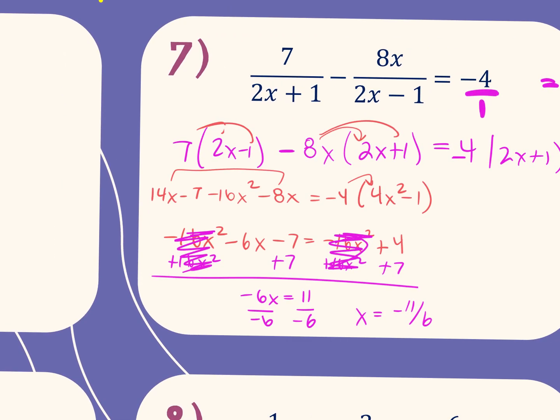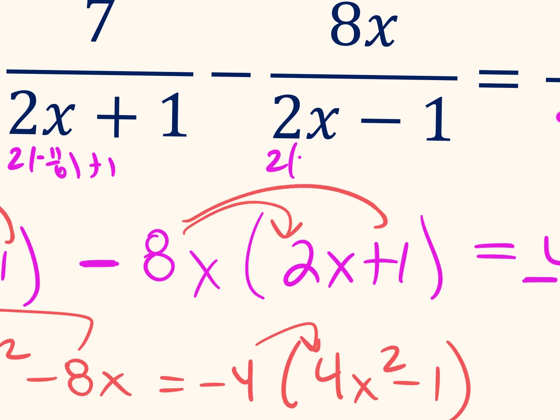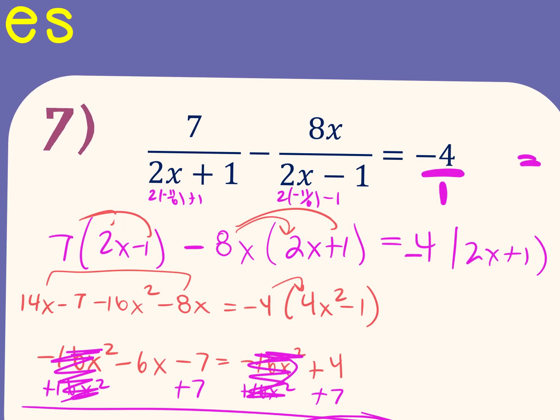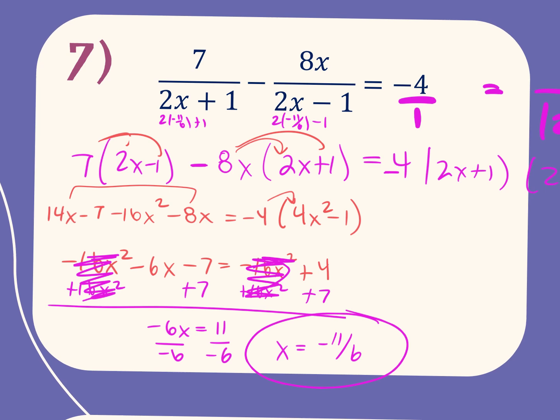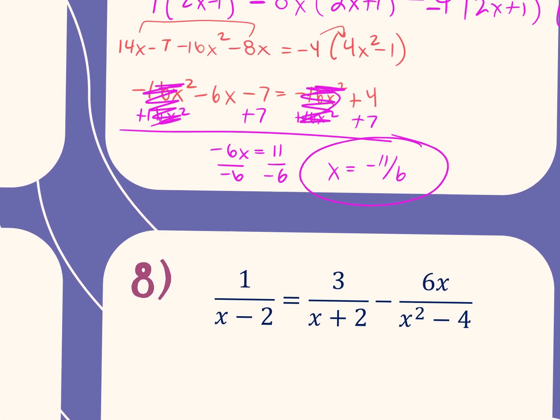Where do I need to check, just to make sure what does not happen? If I put in negative 11/6, if I put it in right here, 2 times negative 11/6 plus 1, is that somehow going to give me 0? No. If I put in 2 times negative 11/6 minus 1, is that somehow going to give me 0? No. So you guys are okay. We're good. Questions on that? That's a yucky problem.